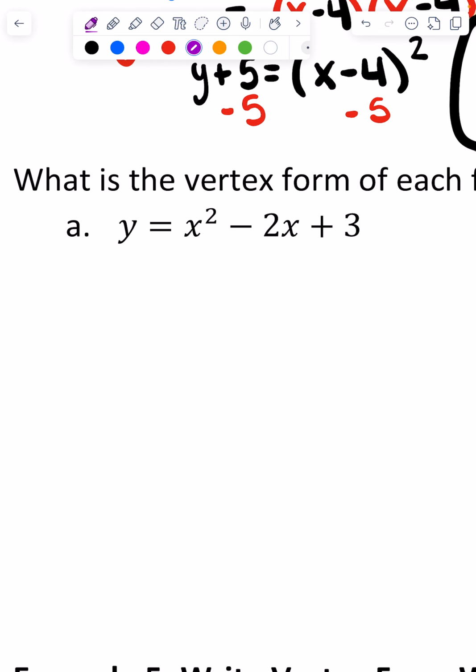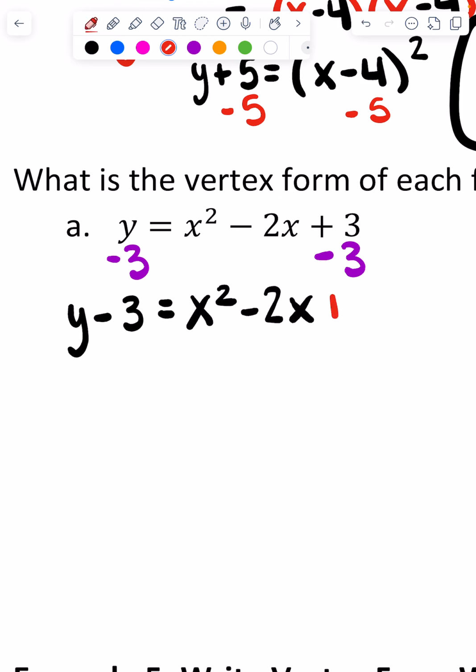All right, we're going to write these in vertex form. And again, right off the bat, our quadratic, we cannot factor. There's not 2 numbers that multiply to 3 and add to negative 2. So we want to get rid of this c value. We want to get rid of it, move it over to the other side. And when we do, we're left with y minus 3 equals x squared minus 2x.